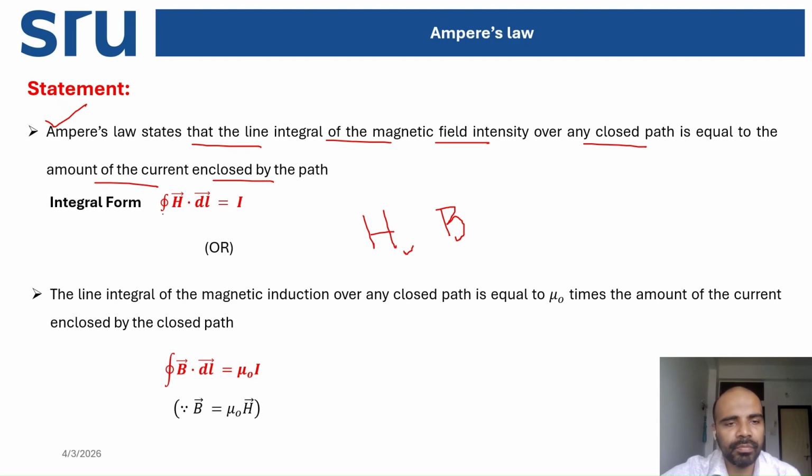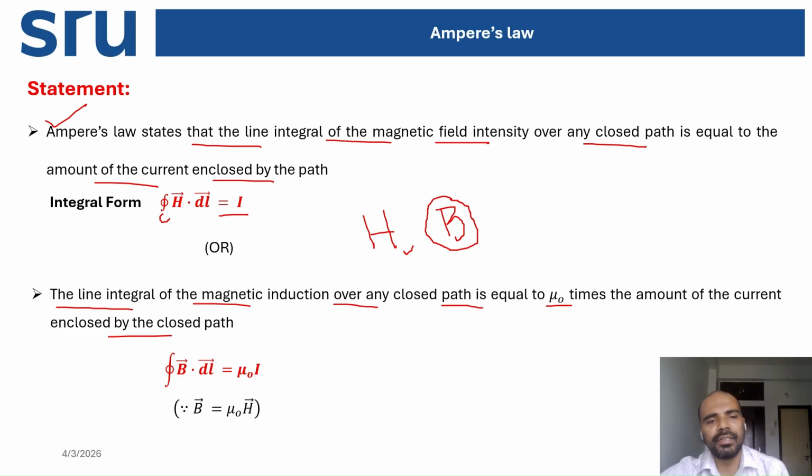What is the mathematical form? For the closed path C, the line integral of H dot dl is equal to I. This is the integral form of Ampere's law. Or you can express Ampere's law in terms of magnetic flux density or magnetic induction. In terms of magnetic flux density, the statement is that the line integral of magnetic induction over any closed path is equal to mu0 times the amount of current enclosed by the closed path.